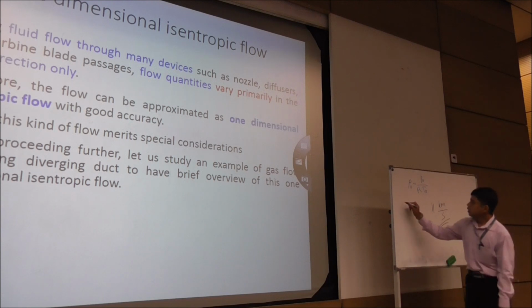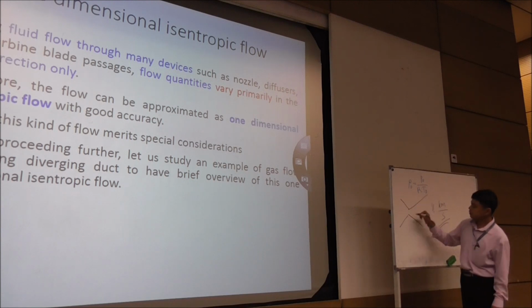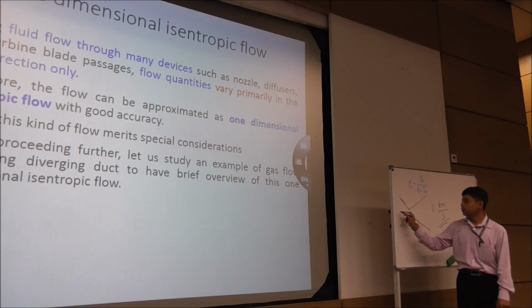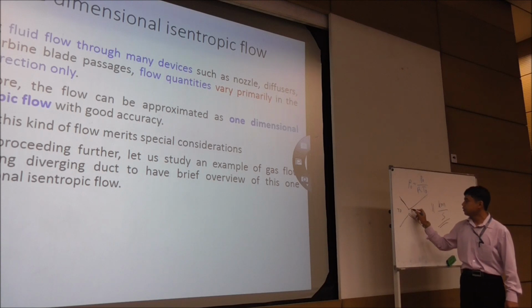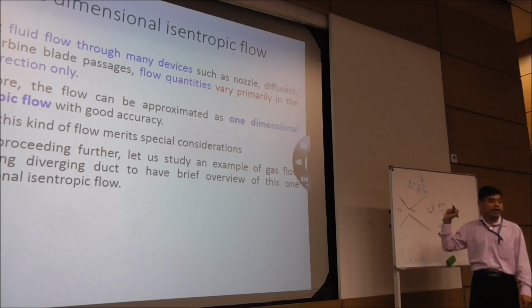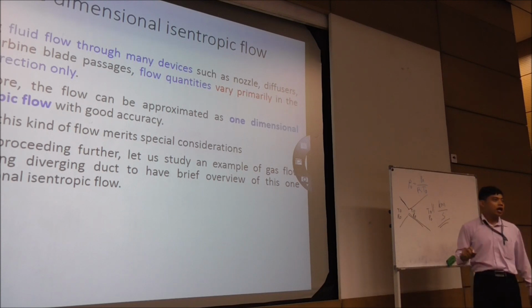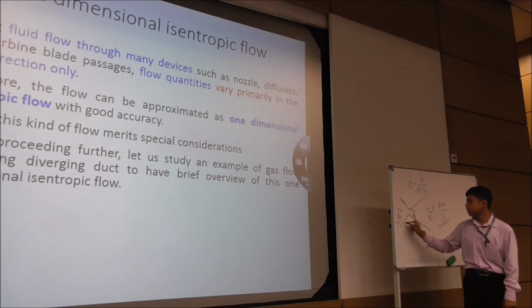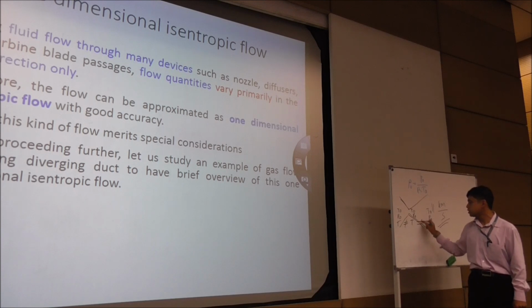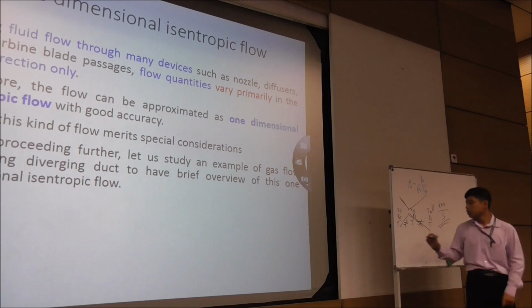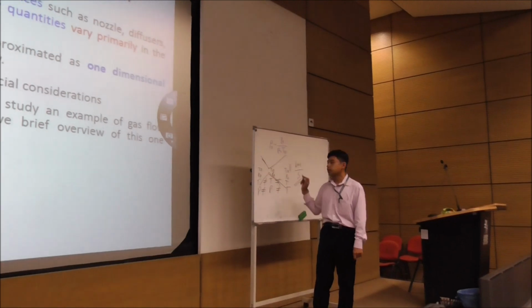If you have isentropic flow, then T naught over here will be equal to T naught over there, will be equal to T naught over there. However, T over here is not the same as T over there. The static properties are not the same, only the stagnation properties. So if you have P over here, it will not be the same as the P over there.